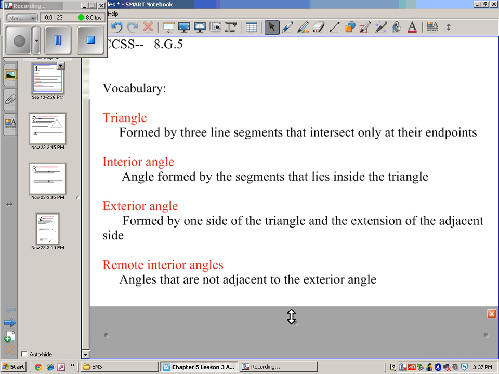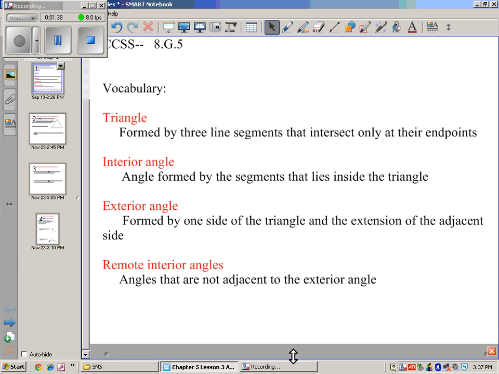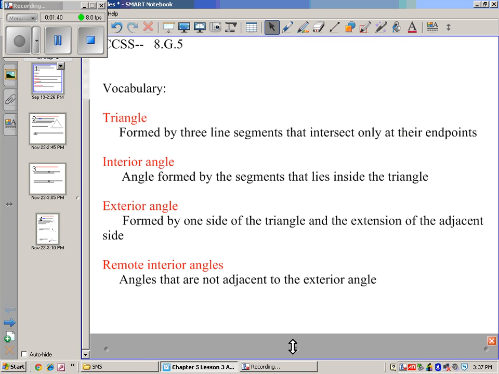Our next vocab word is remote interior angles. Angles that are not adjacent to the exterior angle. And adjacent means next to. We'll talk about those here in a couple slides as well. And that is your vocab for this lesson, lesson 3. Okay, we're going to move on.